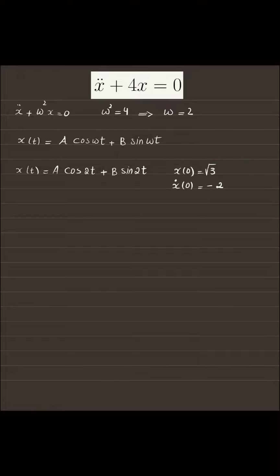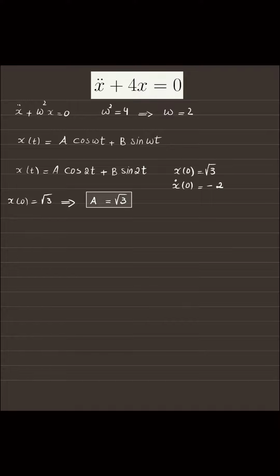Okay, so I will apply these two conditions into this equation, and then using that I can find A and B. Okay, so x of 0 is square root of 3. What does it mean? It means that if you replace t everywhere with 0, the answer is supposed to be square root of 3. If I replace this t with 0, this becomes cosine of 0, which is 1, times A is just simply A. And if I replace this t with 0 as well, this becomes sine of 0, which is 0. 0 times B is just 0. So the left hand side becomes A, the right hand side becomes the square root of 3, and we found A.